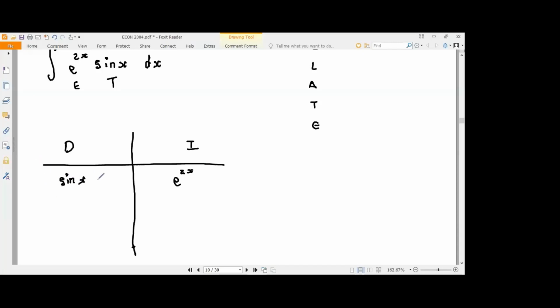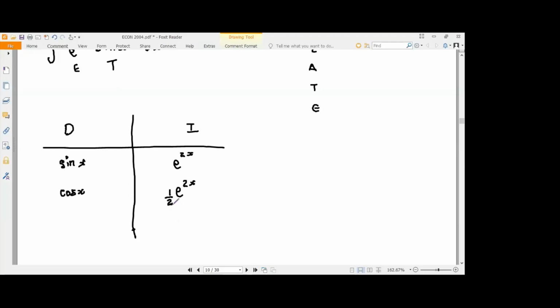So when I differentiate sine x, I get a cosine x. When I integrate e to the 2x, it gives me e to the 2x. But now, using the chain rule that we did before, you have to divide by the derivative of the inside. So that's just going to give me a half e to the 2x. That's good so far.